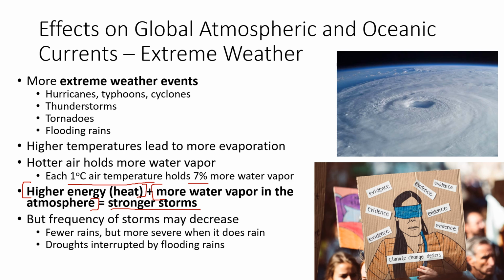That includes hurricanes, typhoons, and cyclones. That includes thunderstorms, tornadoes, and flooding rains. But the frequency of storms may also decrease, and we're seeing that as well. Fewer rains, but more severe when it rains.